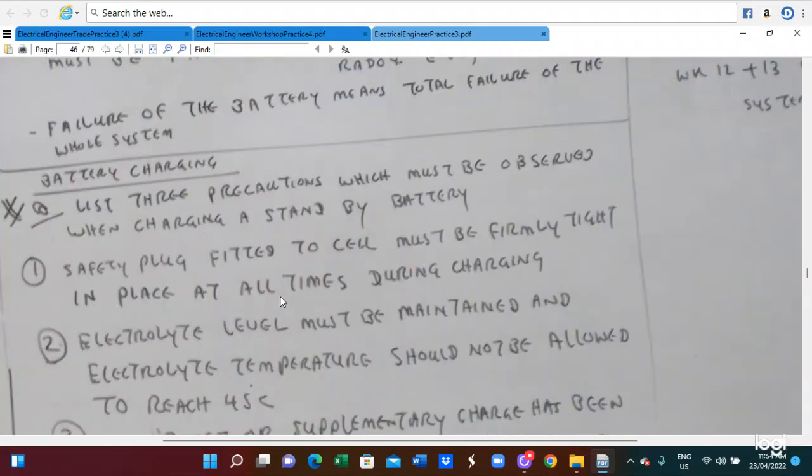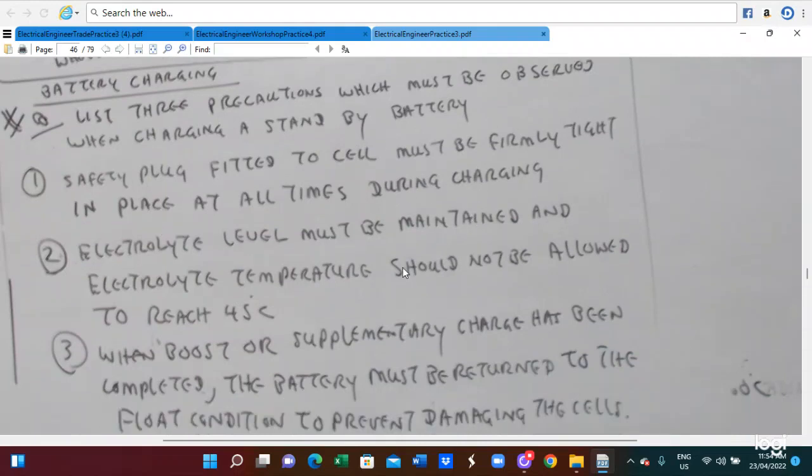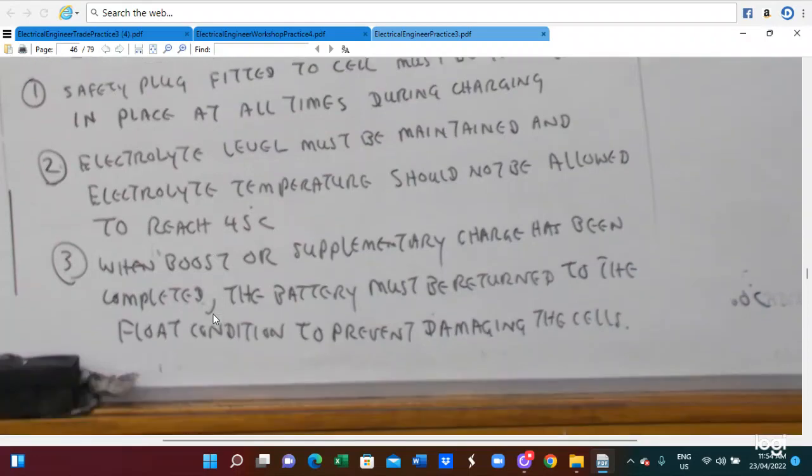Battery charging time: these are three precautions which must be observed when charging a standby battery. In this case, we had to install a safety plug. The safety plug fitted to the cell must be firmly tied in the base at all times during charging. Electrolyte level must be maintained and electrolyte temperature should not be allowed to reach 45 degrees centigrade. When the boost or supplementary charge has been completed, the battery must be returned to the float condition to prevent damage to the cell.